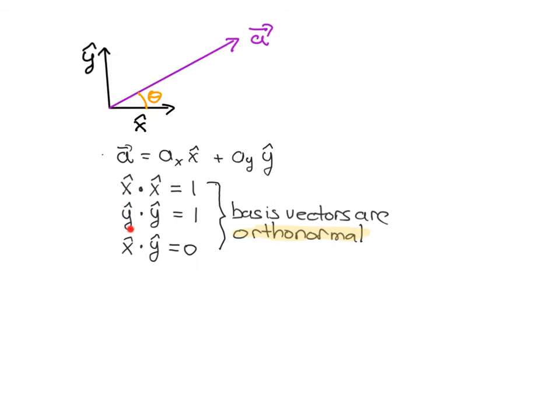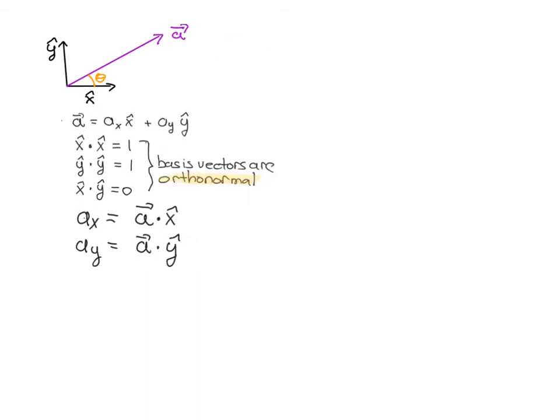Similarly for y hat dotted with y hat, you get 1. But if you take the scalar product of x hat and y hat, you get 0 because they're orthogonal to one another. The angle between them is 90 degrees. And I'd like you to further notice that the way I can calculate these x and y components of the vector is to take the scalar product of the vector with the corresponding basis vector.